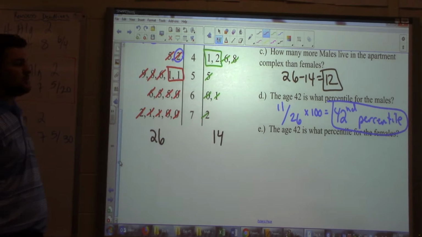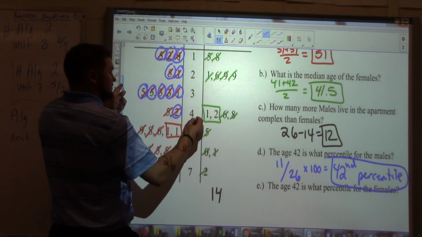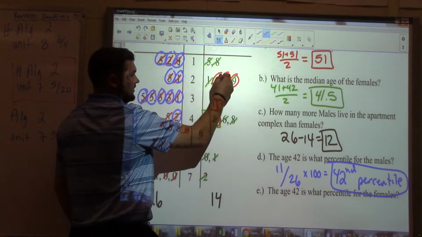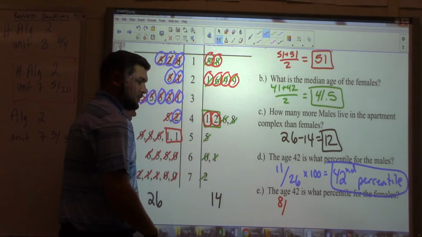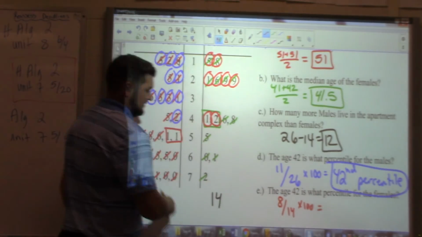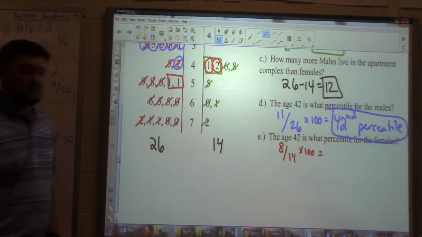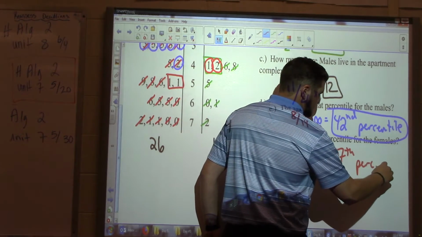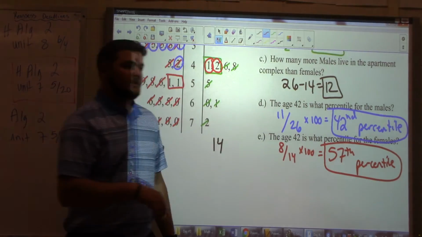Lastly, the age 42 is what percentile for females? Well, do the same thing. Find 42. Count everything at or below it. 1, 2, 3, 4, 5, 6, 7, 8 out of 14. And then times 100 gives us what percentile? 57%. 57th percentile? Any questions on that?